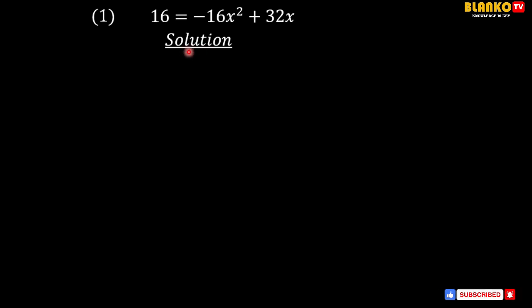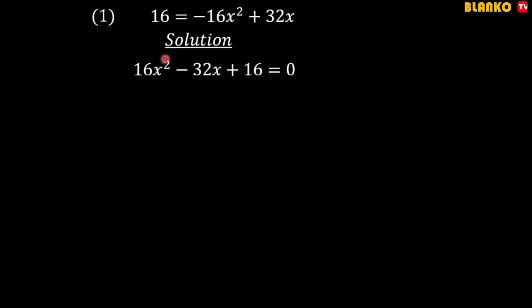So the solution. What we do first is we group the terms to the left hand side, and then we equate it to 0. So we have 16x squared minus 32x plus 16 equals 0. Let's factorize 16x squared minus 32x plus 16, and that is going to be 16 multiplying into bracket x squared minus 2x plus 1 equals 0.